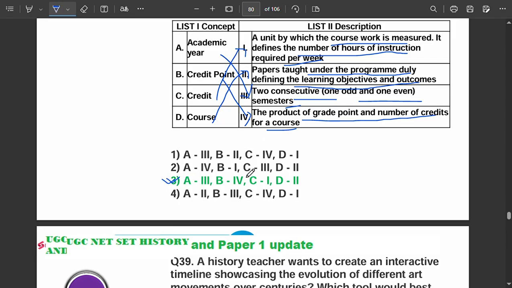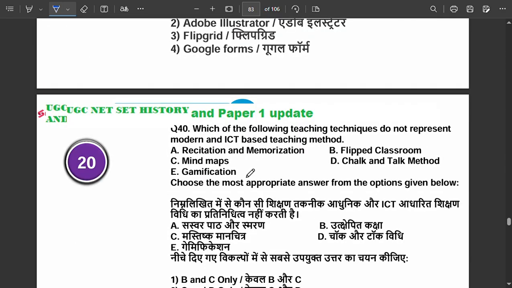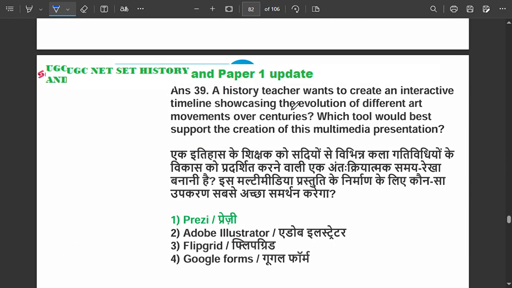Next question number 39. A history teacher wants to create an interactive timeline showcasing the evolution of different art movements over centuries. Which tools would best support the creation of a multimedia presentation? Option number 1, Prezi was the correct answer.